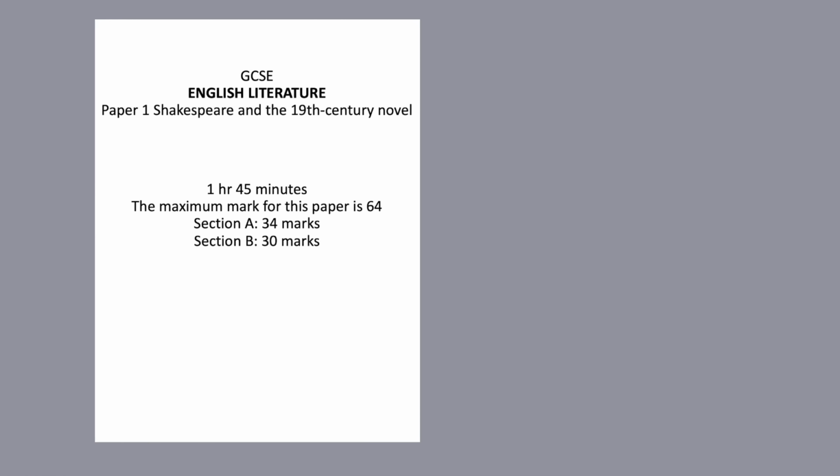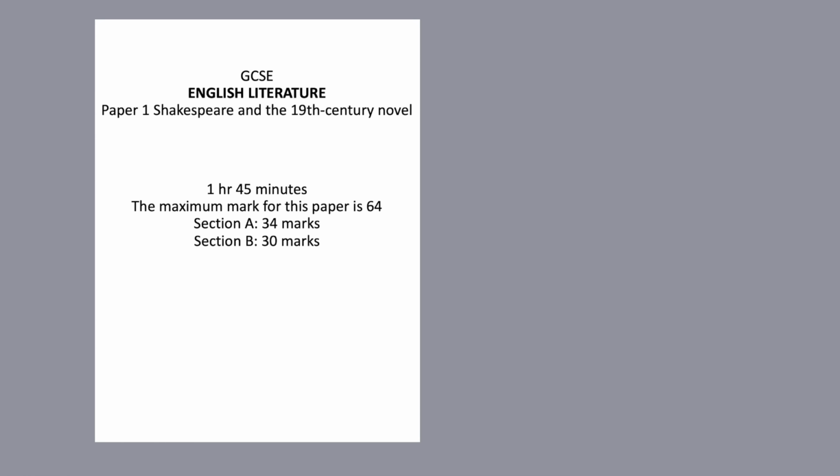64. 34 marks are available for Section A, the Shakespeare section, including 4 marks for your spelling, punctuation and grammar. 30 marks are available for Section B, the 19th century novel question, and we'll look at that in a later video. You should spend around 55 minutes on the Shakespeare question, including 5 minutes to check your technical accuracy at the end. This is a closed book examination, which means you're not allowed to take copies of your texts in with you. There will, however, be an extract provided in the question paper for you to analyse.